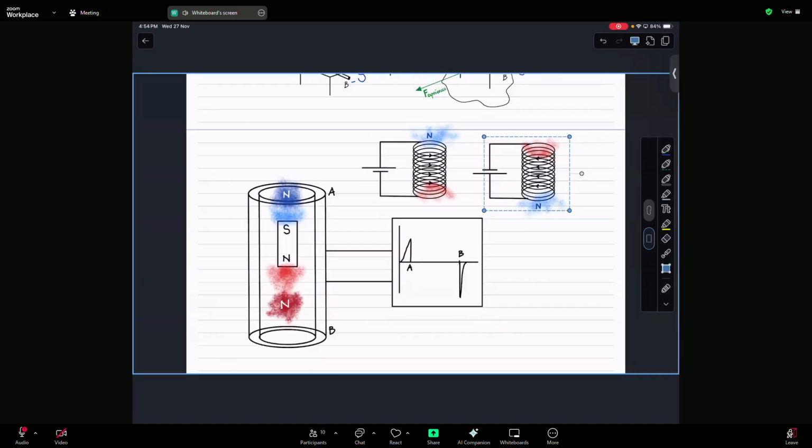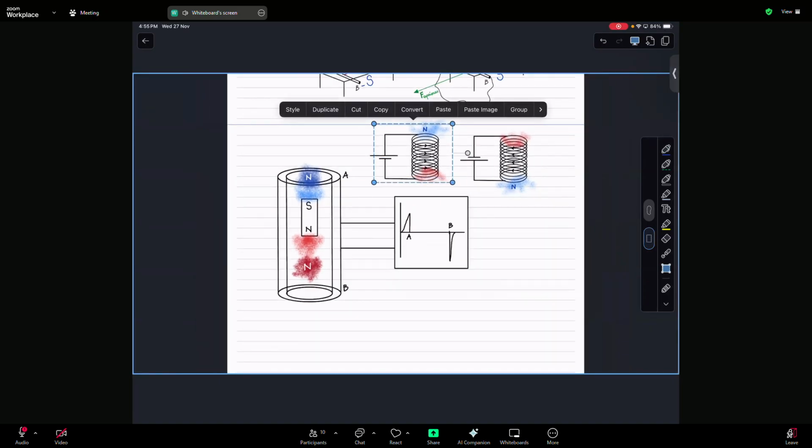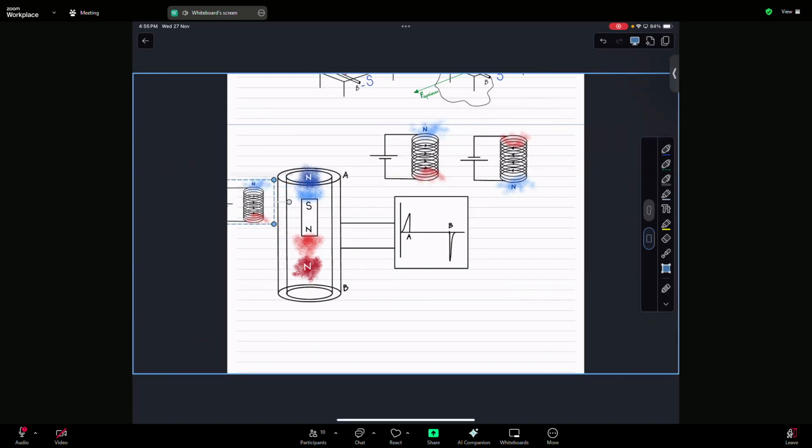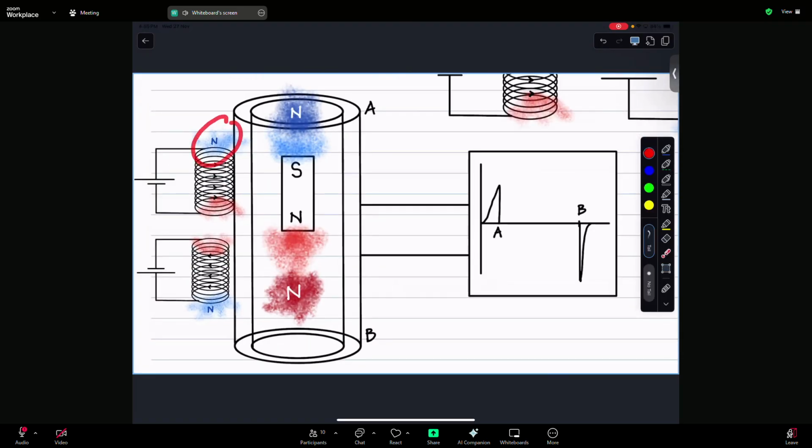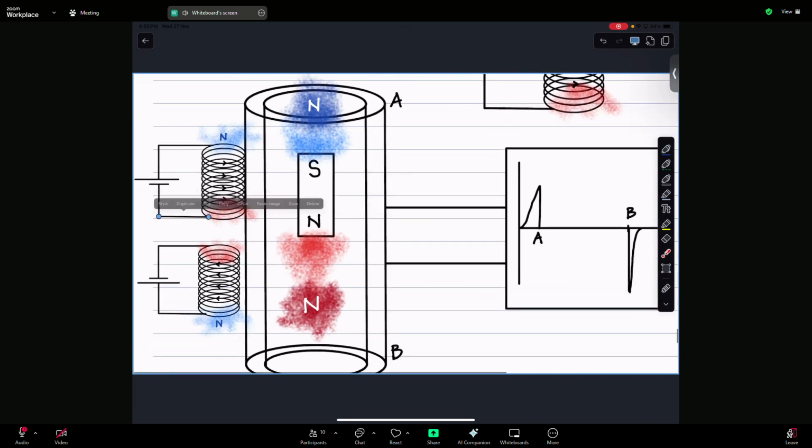So this is the setup for the top part, and this is the setup for the bottom part. Because at the top, north is generated, and at the bottom, north is generated too. What do you think would happen if I connect these two? Right, it cancels out. Look at this, the batteries are opposing each other. So what's going to be my net EMF? 0.